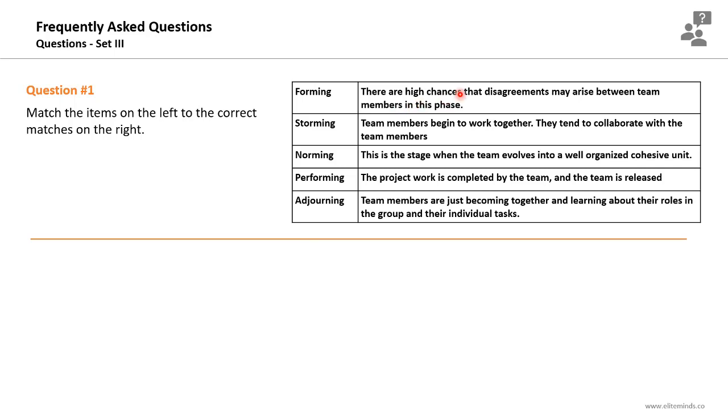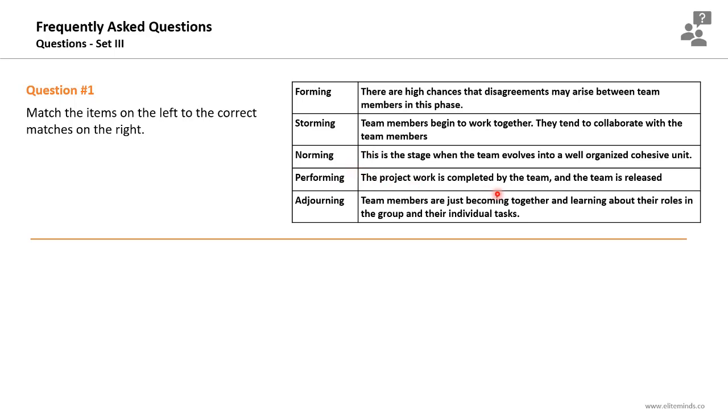There are high chances that disagreements might or may arise between team members in this phase. This is the storming stage of the Tuckman ladder. Team members begin to work together. They tend to collaborate with the team members. This is the norming stage. This is the stage when the team evolves into a well-organized, cohesive unit. This is the performing stage, which is the best stage in the Tuckman ladder.